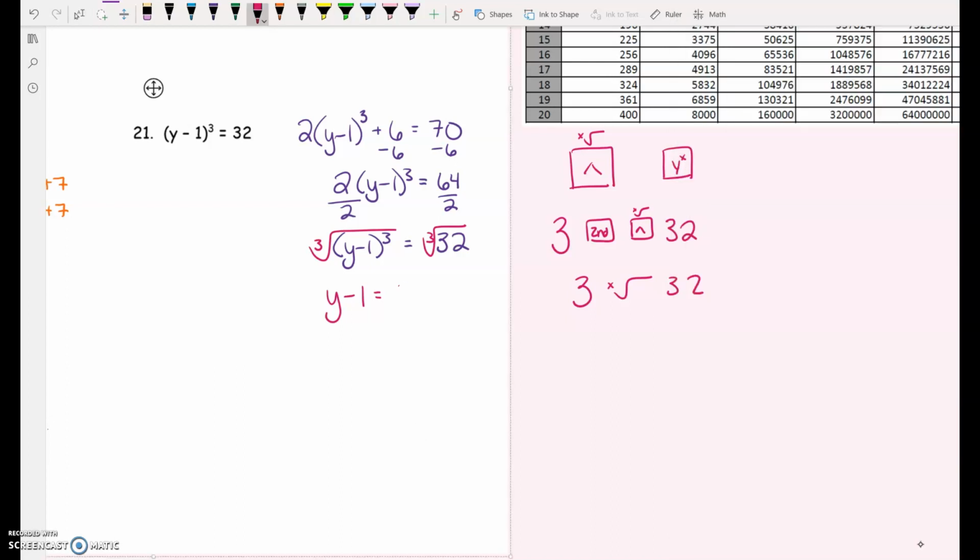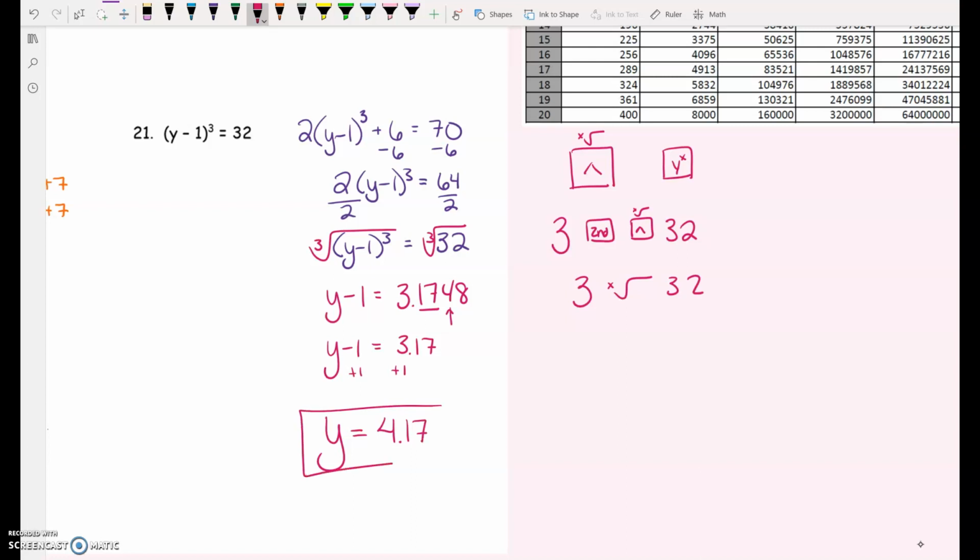3.1748, whatever, it keeps going. The directions said round to 2 decimal places. The number after that determines if we shove that up to 0.18 or if we leave it at 0.17. 5 or above, give it a shove. 4 or less, don't mess. So we're going to leave this as 3.17. We would then add 1 to both sides to finish solving, and our answer is 4.17.